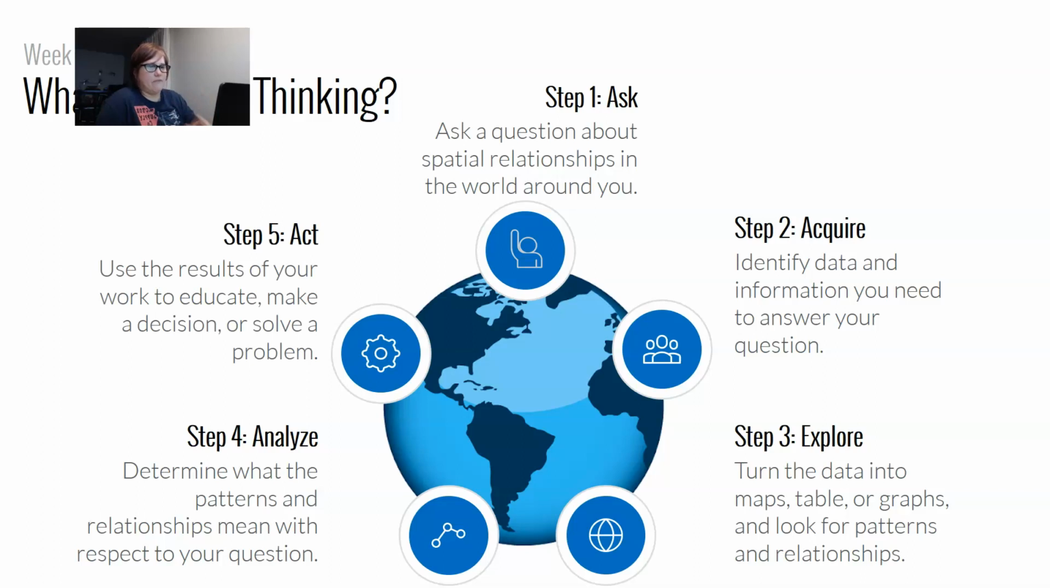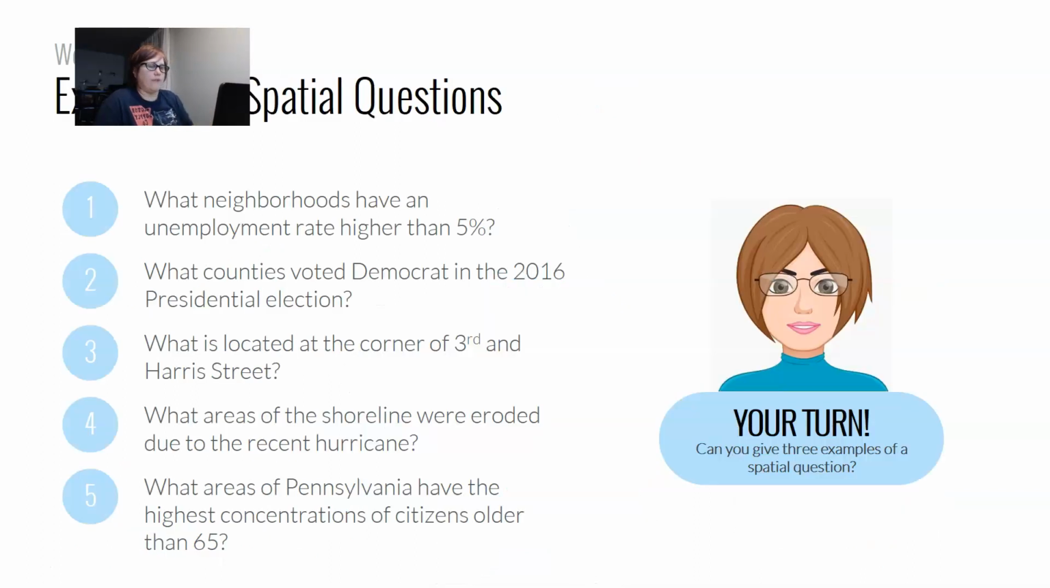And then finally, step 5 is to act on those results. And this could be many different things. It could be just educating others on what the outcome of that analysis was. It could be to help make a decision about something or to solve a problem. So many different things can be in that particular category. It all depends on the nature of the question that you have.